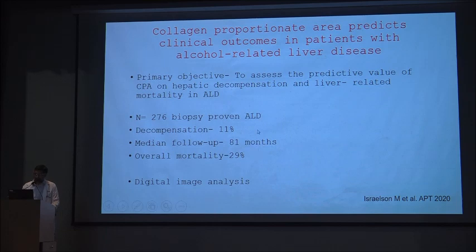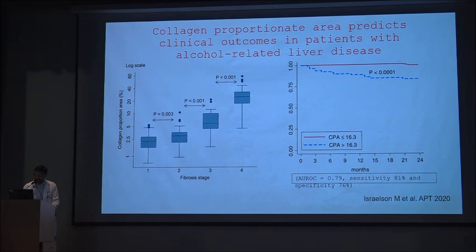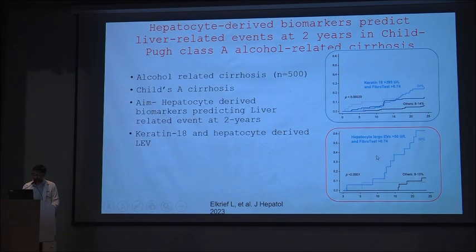It was seen that even in standard magnification or high magnification, there was equal correlation. So all the estimates of the collagen proportionate area were done at the standard magnification. As the stage of fibrosis increases, there was a significant increase in the collagen proportionate area. And a CPA of 16.3% predicted the liver-related outcomes.